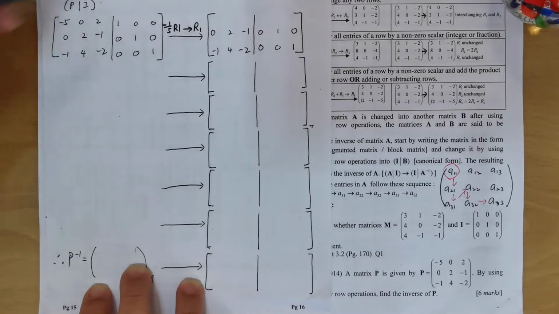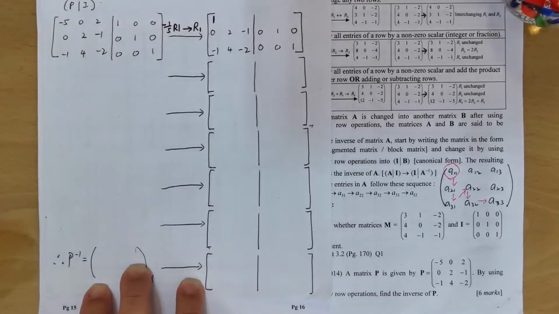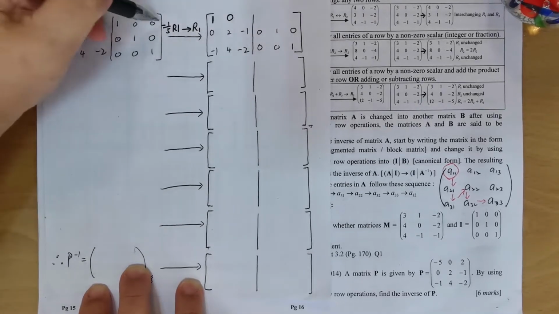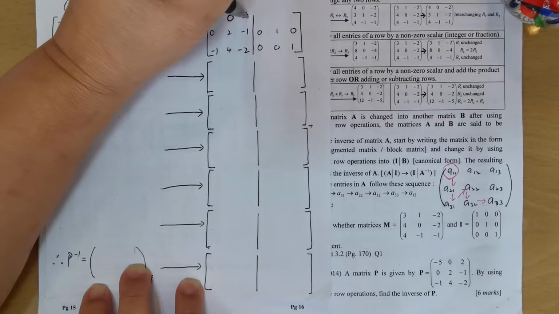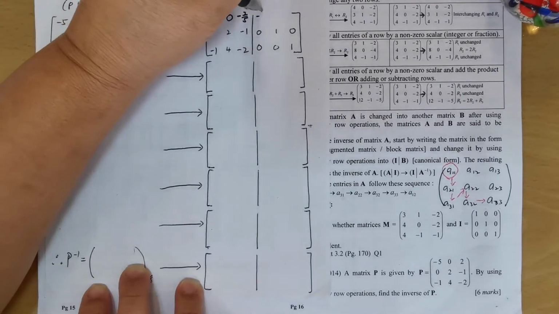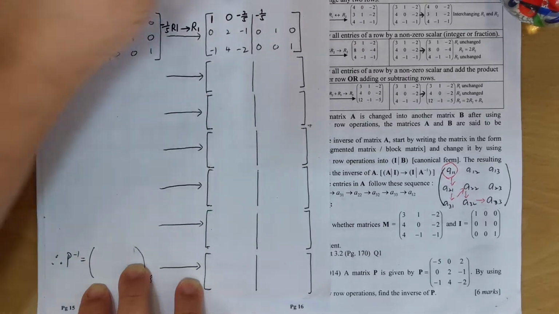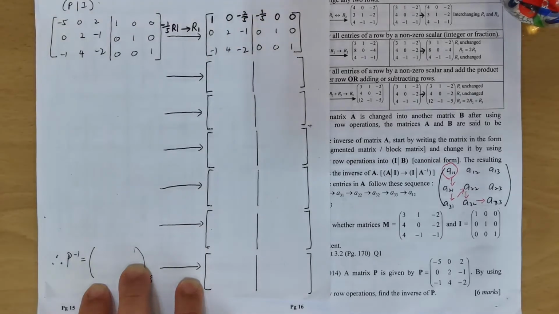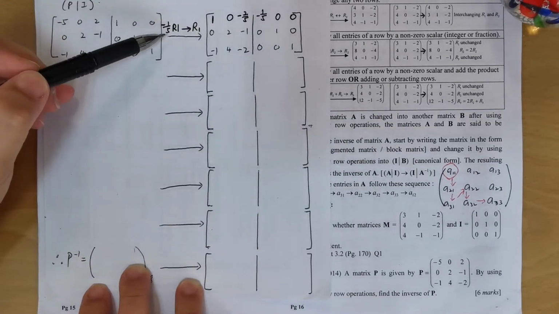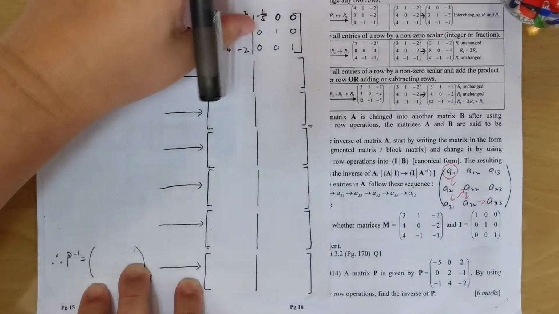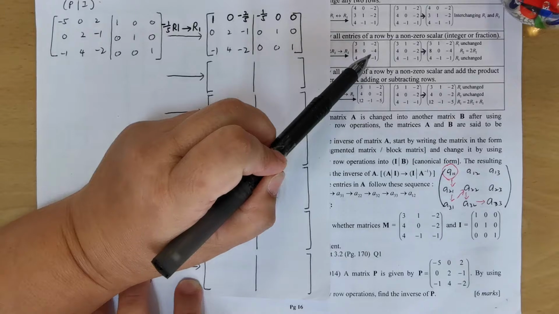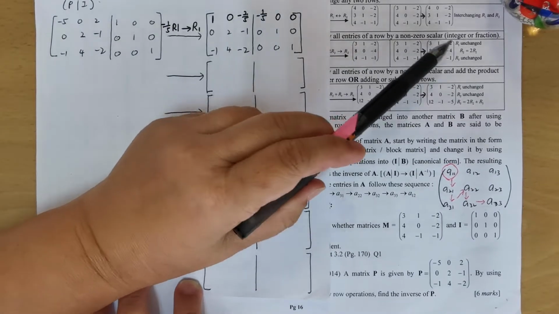So this one multiply negative 1 over 5, you get 1. 0 is still 0. 2 multiply negative 1 over 5, negative 2 over 5. This one multiply negative 1 over 5, 0, 0. Okay, so we complete the first step. This is the elementary row operation, I'm using the second operation: multiply a row by an integer or fraction.